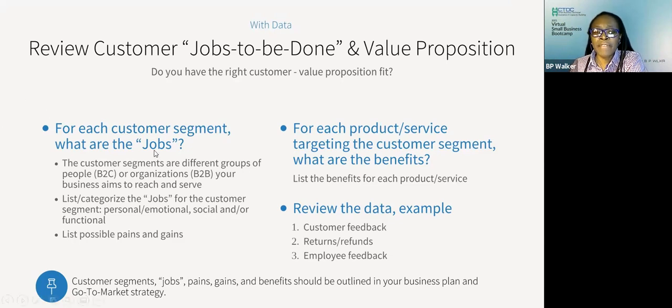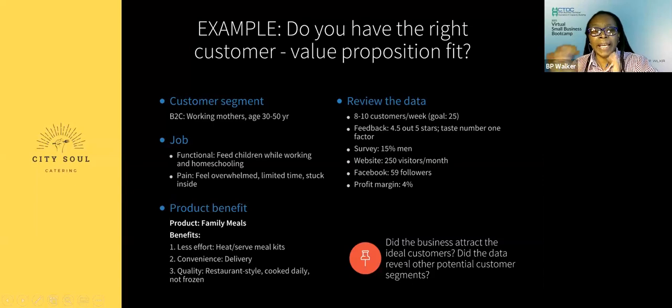And then you're going to have that data with you. For this company, we're going to have the customer feedback, returns and refunds, and employee feedback. We're going to have all that information laid out, because what we're going to do is layer that.